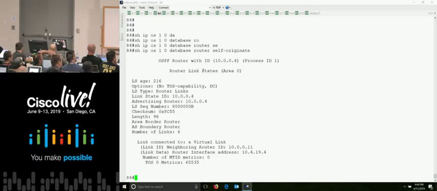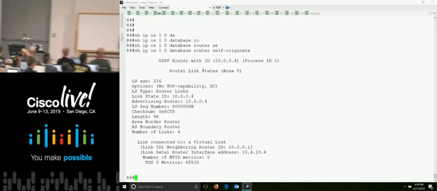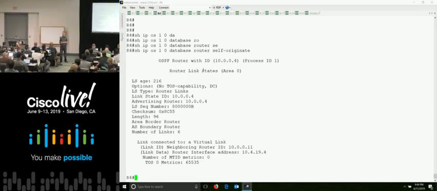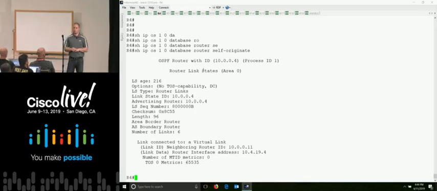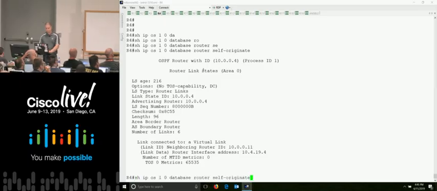We've seen 4 different link types today. We've seen stub networks, we've seen transit networks, we've seen point-to-point links, and we've seen virtual links. There's only 4, and now you've seen all of them. So now you've seen all the different possible things you could see within a router LSA. And we can see that the cost here is showing 65535, which is valid, and the remote endpoint is R11. That's a new router, so let's explore it.